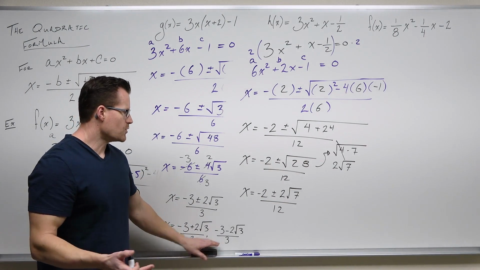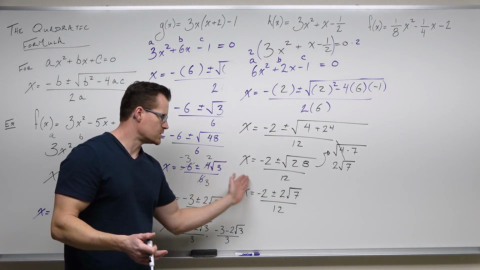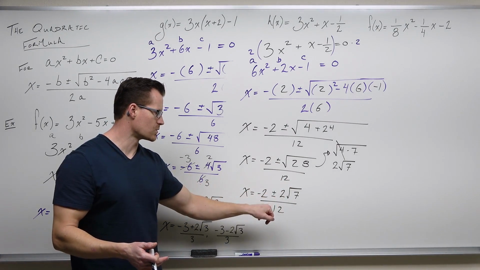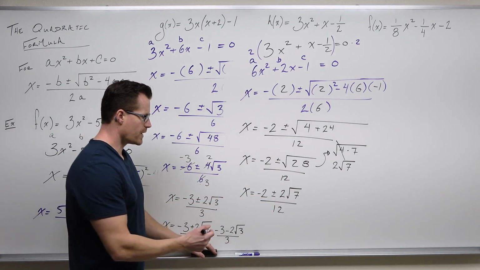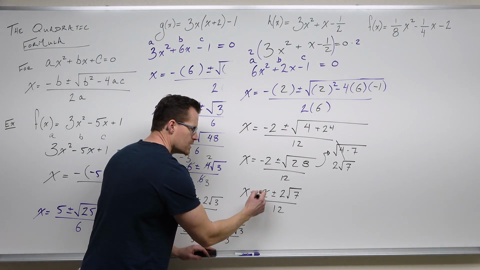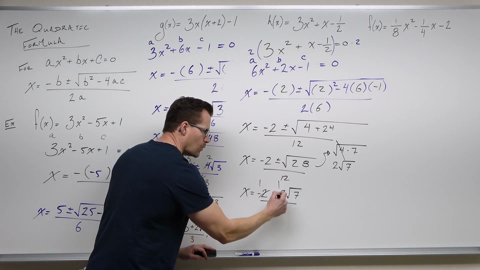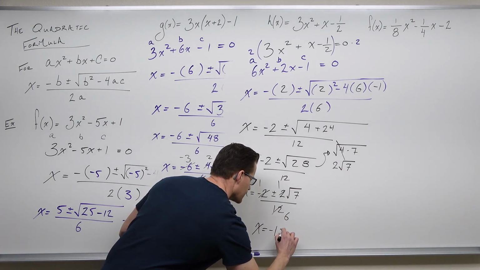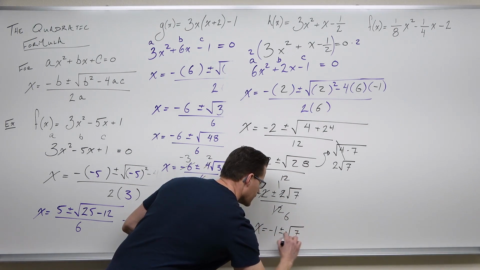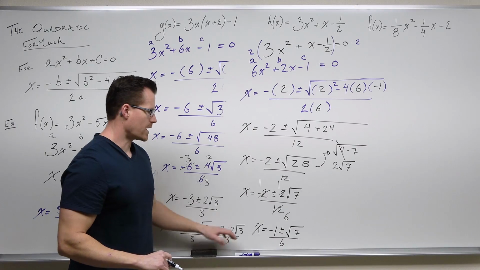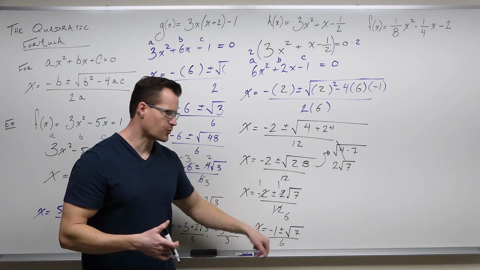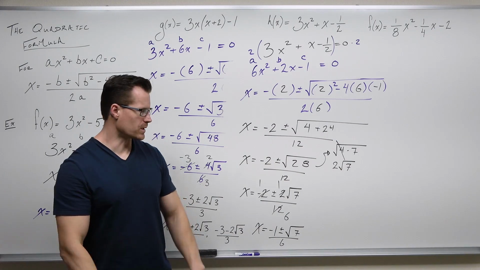2 ways you can go. If you want to factor out 2 and simplify 2 with 12, you're going to get a negative 1 plus or minus 1 square root 7 over 6. Or you can divide all 3 of these numbers by 2. 2 divided by 2 is 1 and 6. We would never write 1 root 7. It's like writing 1x. It's implied that there's a factor of 1 out in front of that. So we don't really need that.